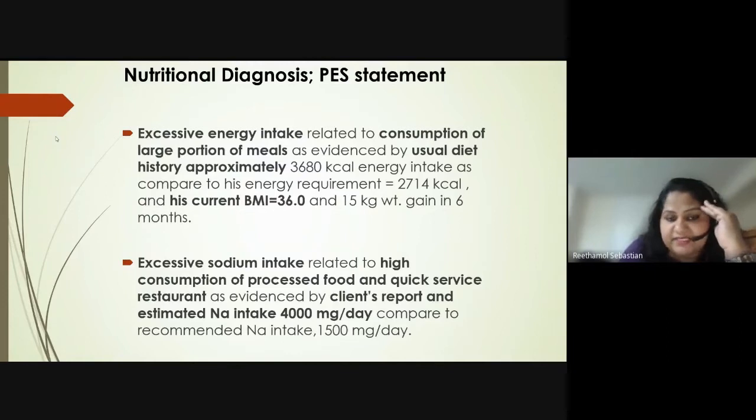The next PES statement is excessive sodium intake related to high consumption of processed food and quick service restaurants, as evidenced by the client's report of an estimated sodium intake of 4,000 milligrams compared with the recommended sodium intake of 1,500 milligrams. An adult is supposed to have 1,500, but he's taking 4,000, and he is hypertensive and taking medication, which could be another nutritional problem. I just use these two, and I'll show you how we progress with the other steps.